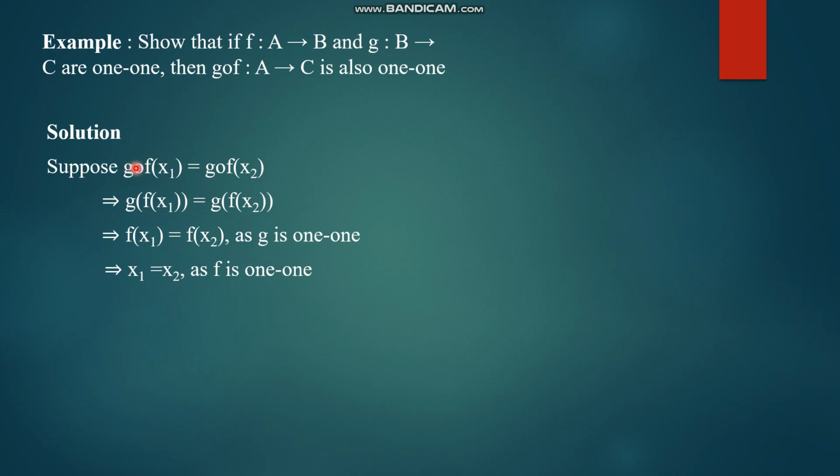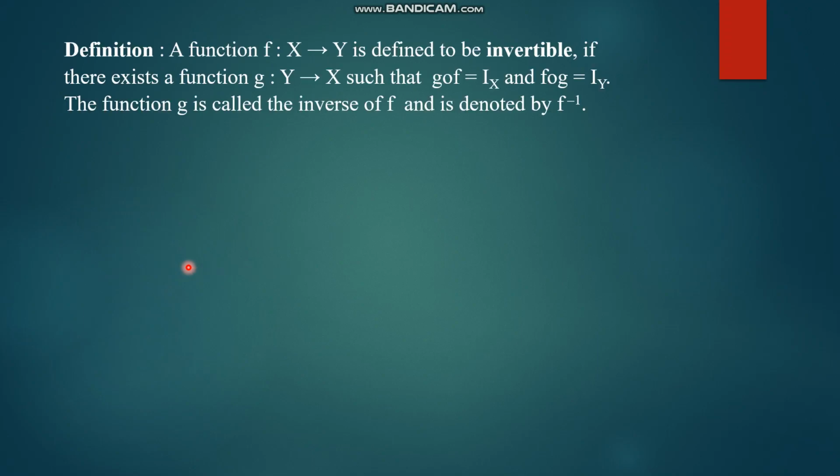So we have proved that if g composite f of x1 is equal to g composite f of x2, then x1 is equal to x2. That's what the proof is.